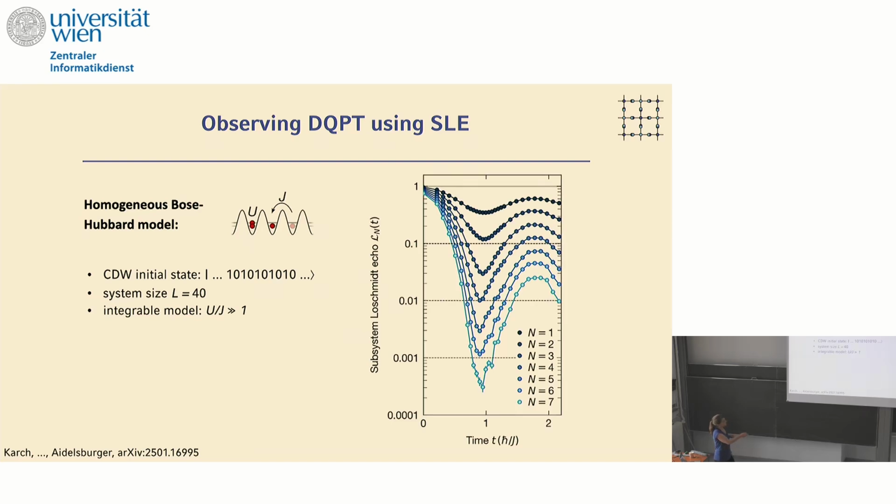And so here you see the subsystem Loschmidt echo that we extract in this chain of length 40. We start with subsystem 1 and then go all the way up to 7. And then you see that indeed there's this cusp-like feature that appears. And it seems that it becomes sharper and sharper as you go to larger and larger subsystems.